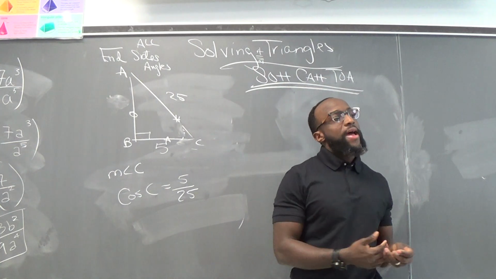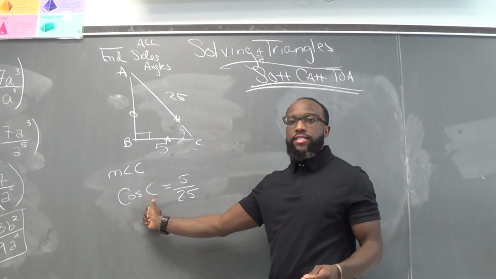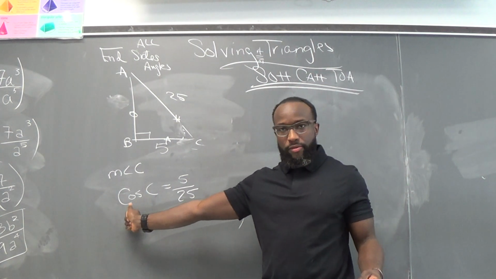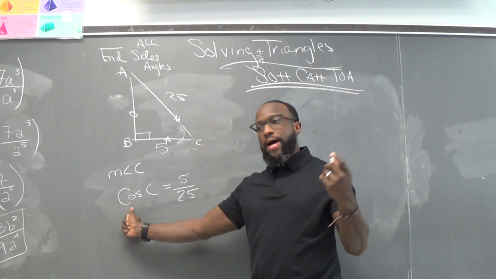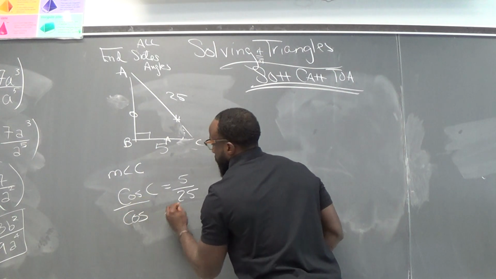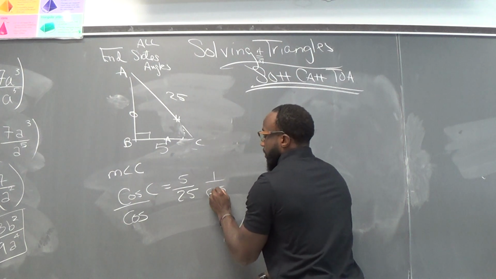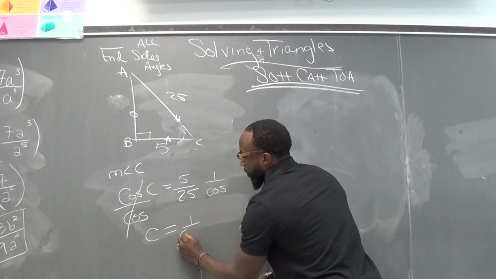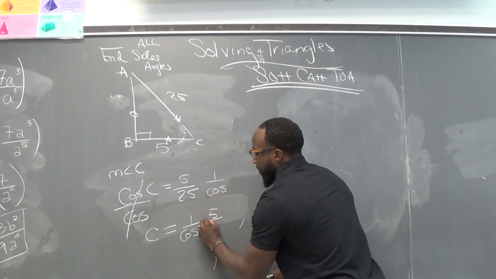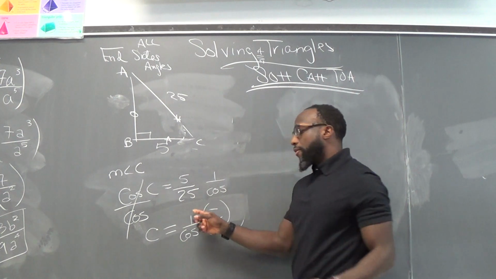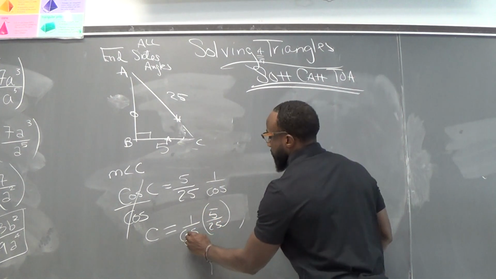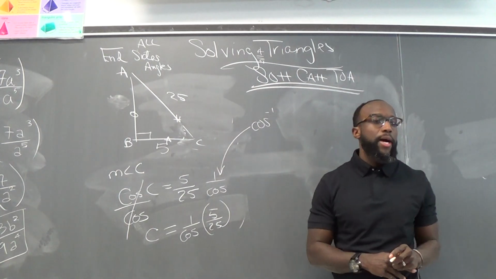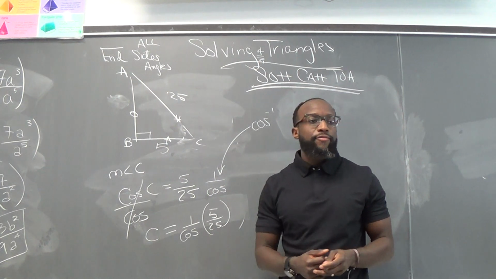How would we get C by itself? To get C by itself, we would essentially have to divide both sides by cosine, right? When you divide both sides by cosine, you have basically 1 over cosine here. So the cosines cancel and you get C equals 1 over cosine of 5 over 25. 1 over cosine is the same as writing inverse cosine, cosine to the negative 1 power. And so, depending on the calculator that you have, we can find that button.